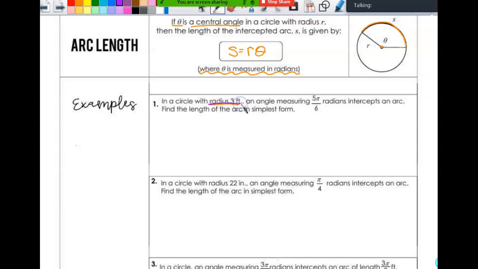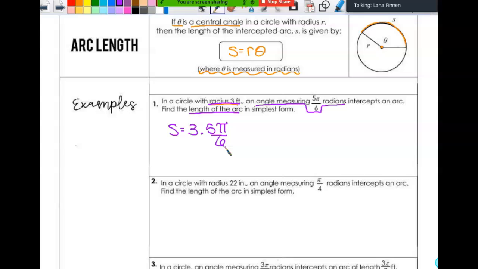Radius 3 feet, an angle measuring 5 pi over 6 radians intercepts an arc. I want to find the length of the arc. So it's just a plug and chug problem. The arc length is equal to the radius, which is 3, times the angle, which is 5 pi sixths.